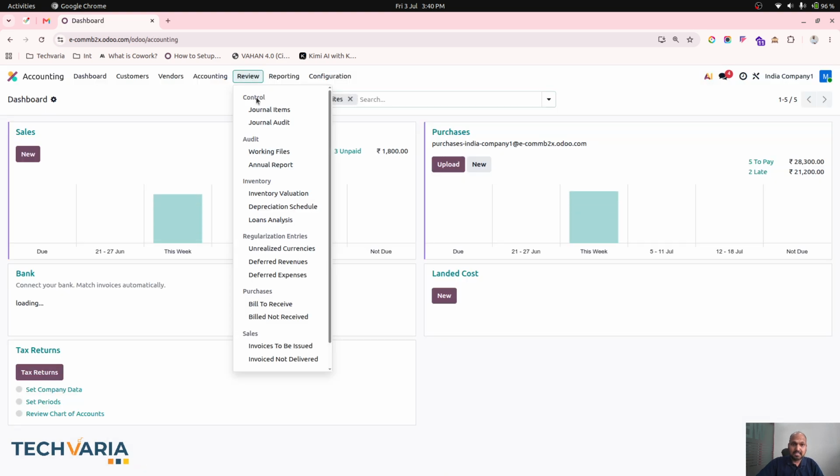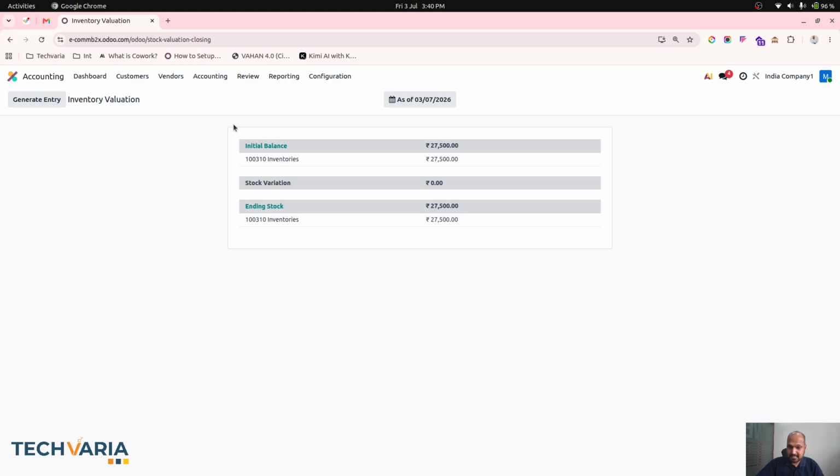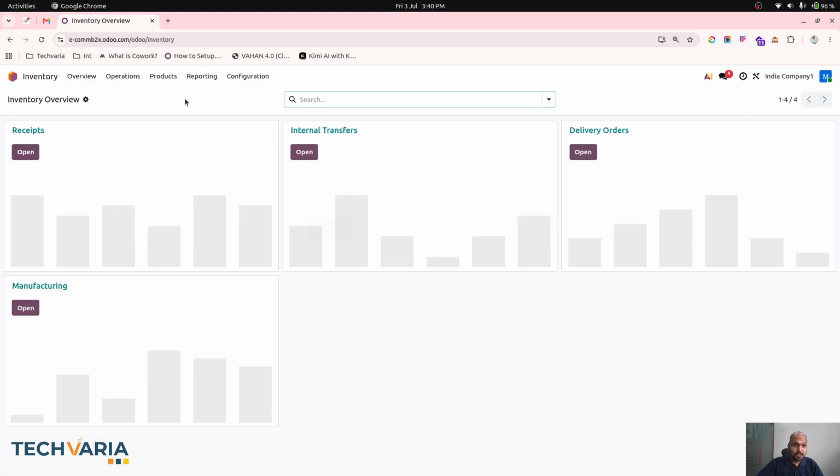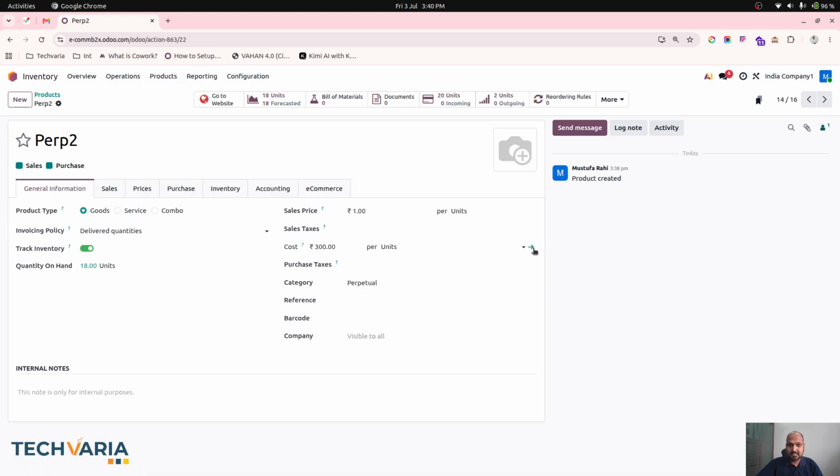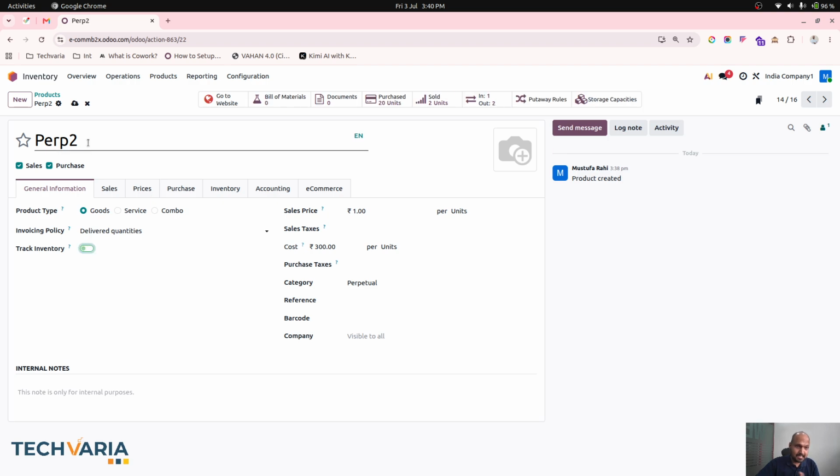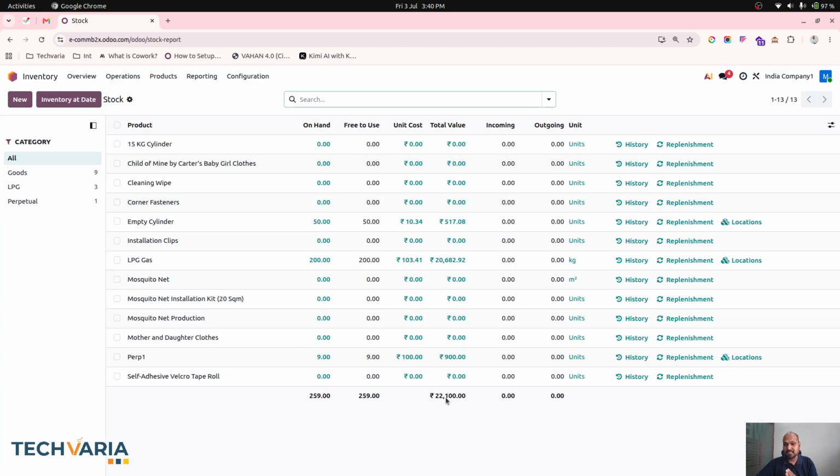Now in accounting, if I run my review report, everything seems fine. But as soon as I make that particular product non-trackable, what happens? These 18 units will go off my inventory. Once I disable track inventory and save this, it is going out from my traceability. If I run my stock report now, you can see 5,400 worth of stock is going out, and I'm left with 22,100 rupees of stock only. Now I don't want to track that product anymore.